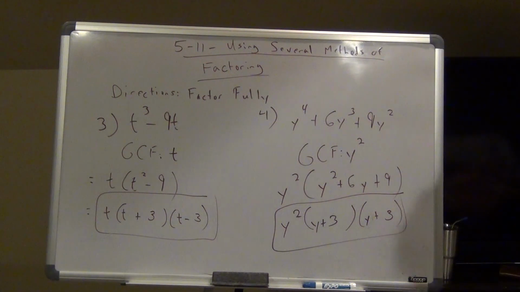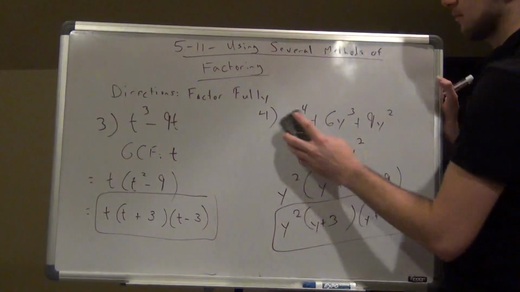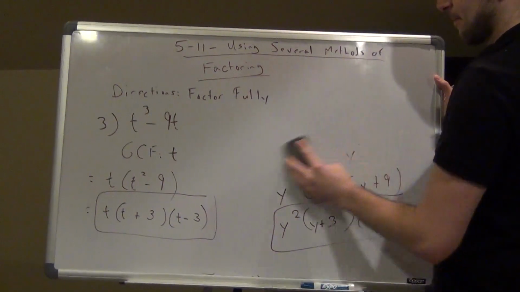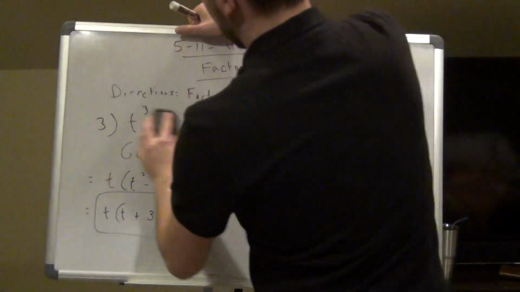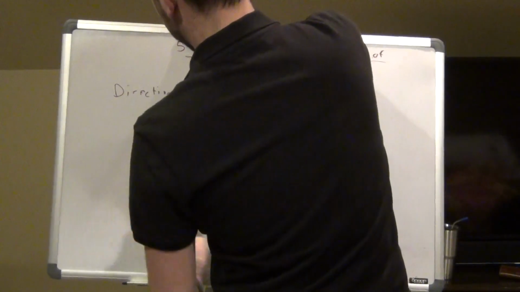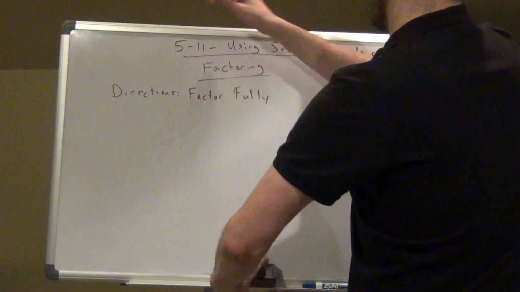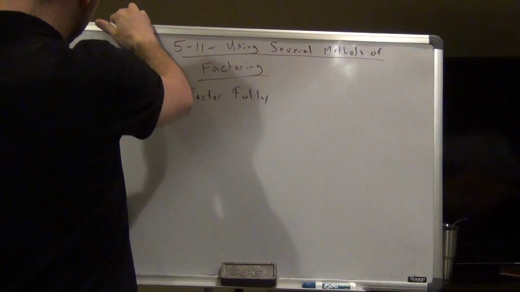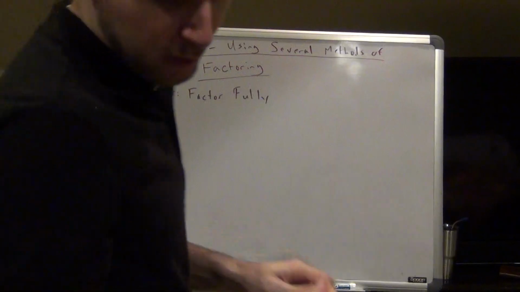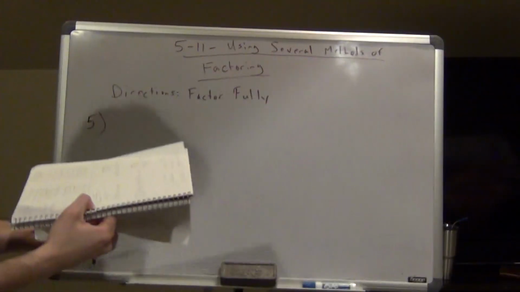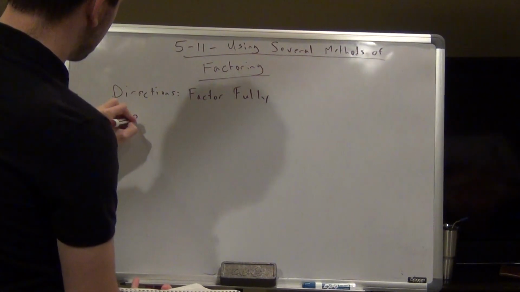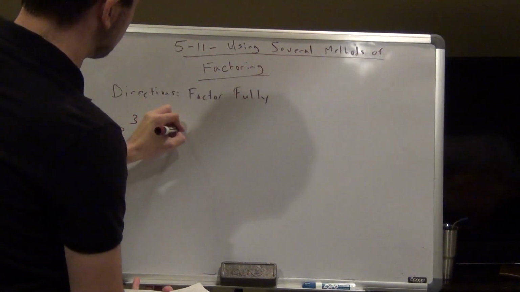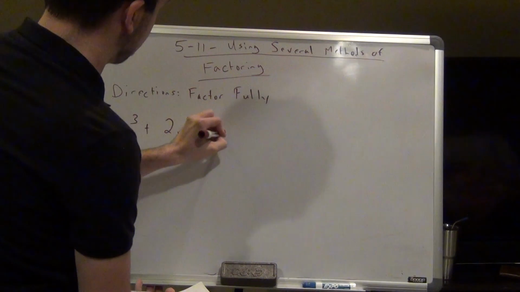All right, so let's look at number 5 here. So number 5, we have, sorry if I got in the way. So let's say I have p to the 3rd plus 2p squared plus p.